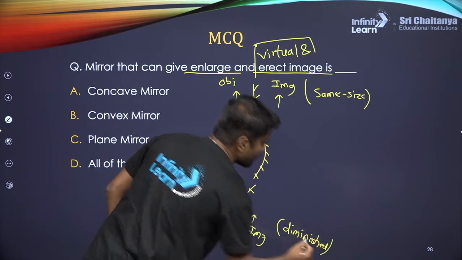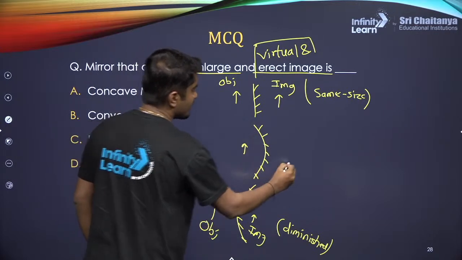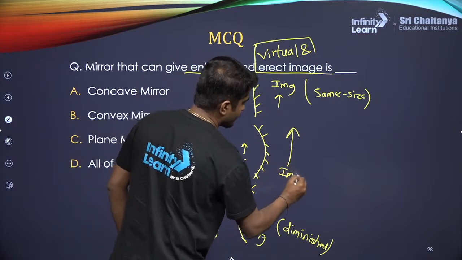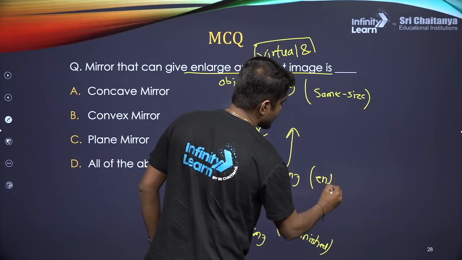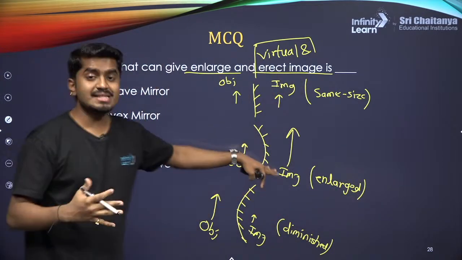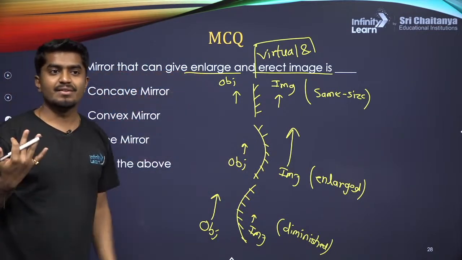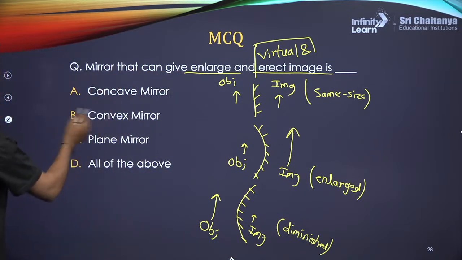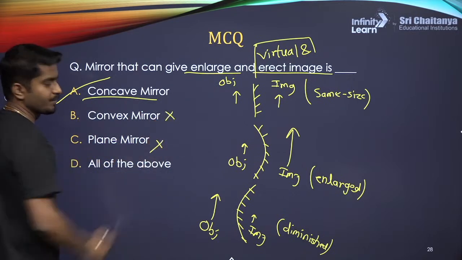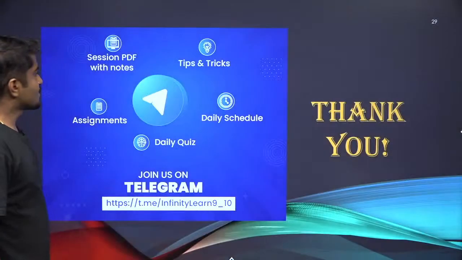Diminished means smaller in size. And if you keep it in front of the concave mirror, this will be the image. There is an object, there is an image. This one is enlarged. Enlarged means larger in size. The image is larger compared to the object. So which mirror can give you that? It is our concave mirror, not the convex, not the plane mirror. Clear? Easy, right?